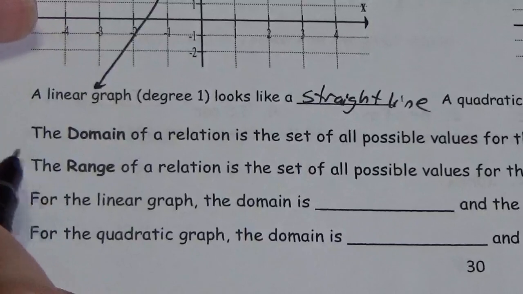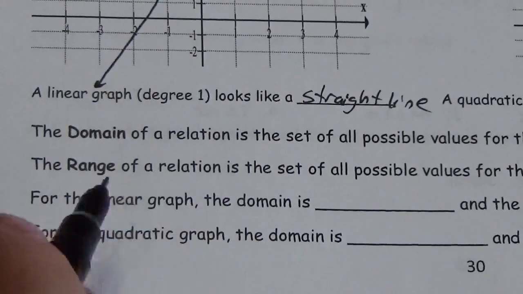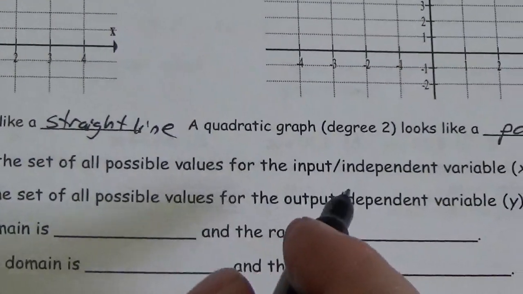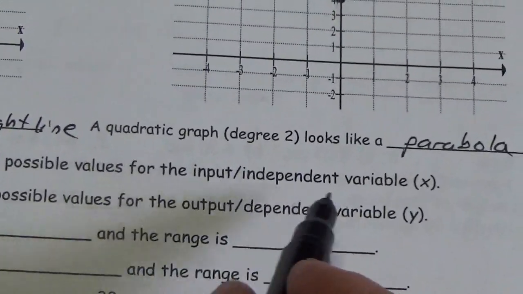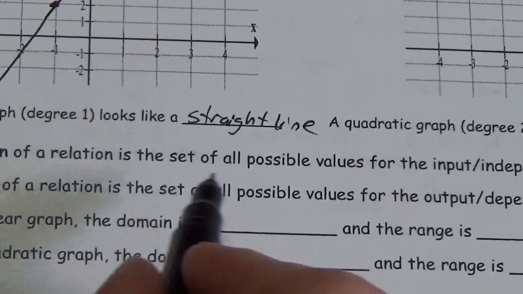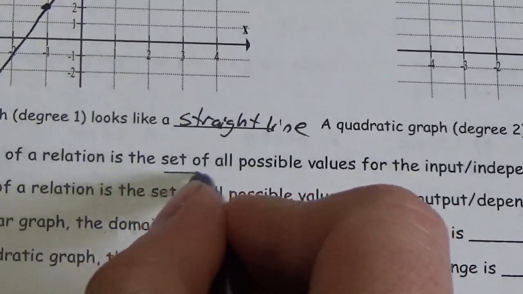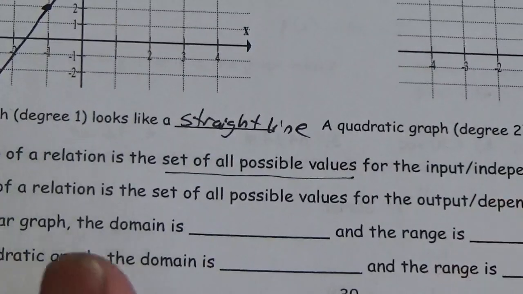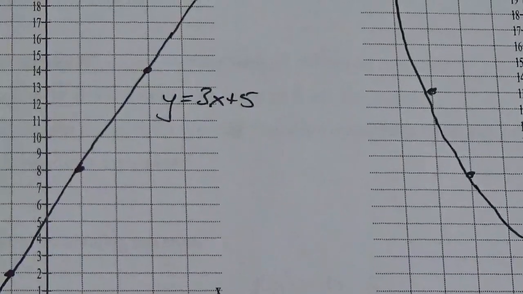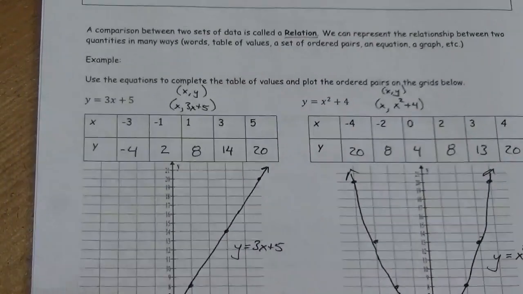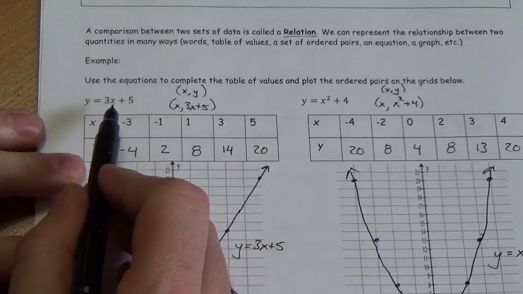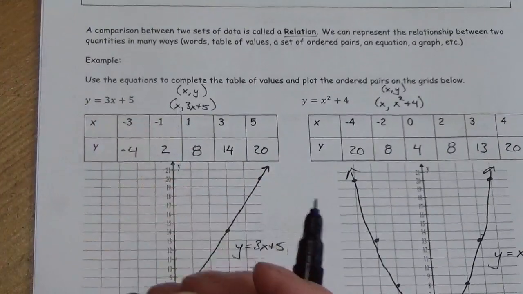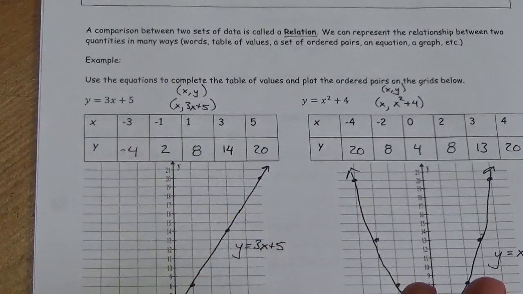Okay, so the domain of a relation, so now we're getting into some of the nitty-gritty here. The domain of a relation is the set of all possible values for the input or independent variable x. The set of all possible values. Every possible value that I can plug in. So basically what I'm asking, when I ask for that, is I'm saying, when you look at this 3x plus 5, are there any values for x that I can't use, or can I use all of them?